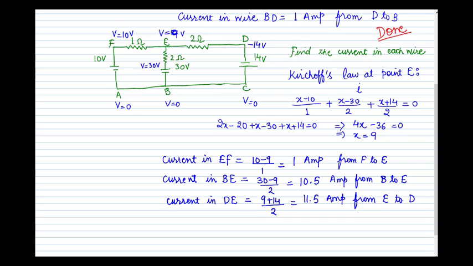So now we have calculated the current in each wire. So that means we are done with this numerical. So this numerical is now done.